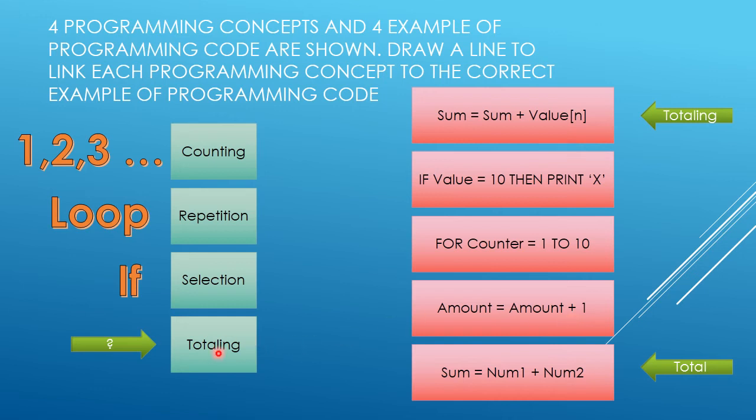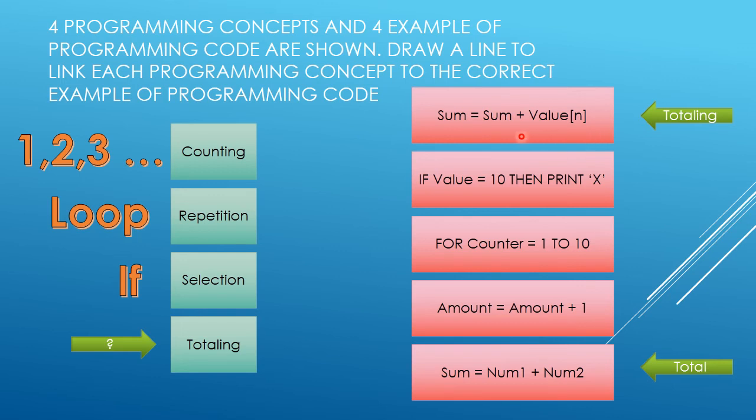Okay, but what about totaling? Then I'm left with these two. Very tricky. This is to get a total, something plus something. Then the answer is put in sum. So you are just creating a total.